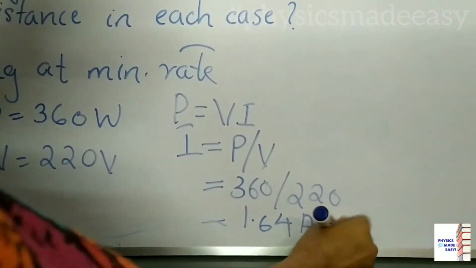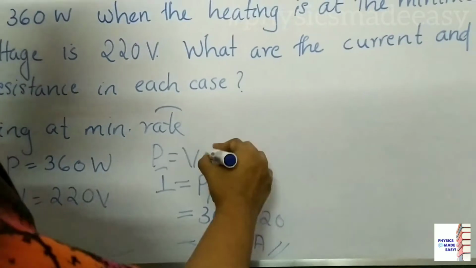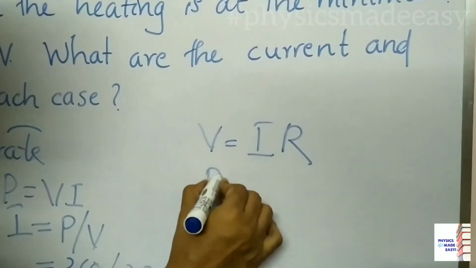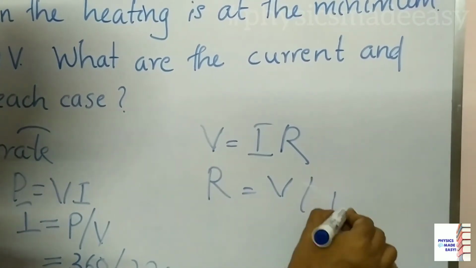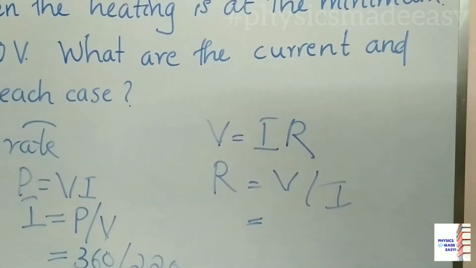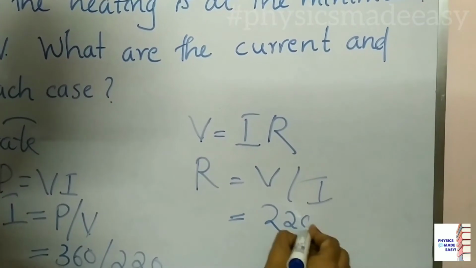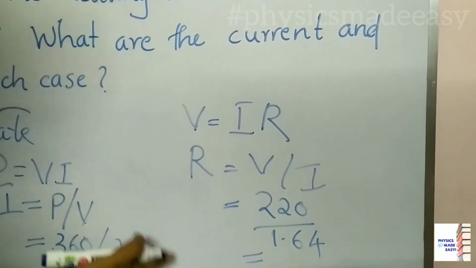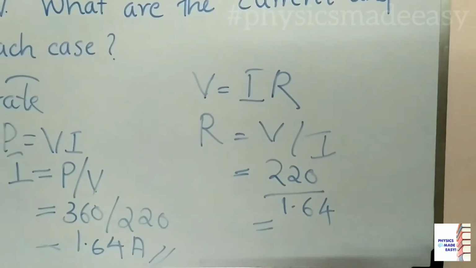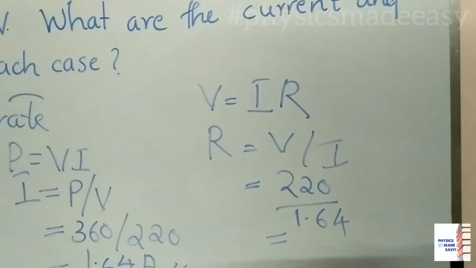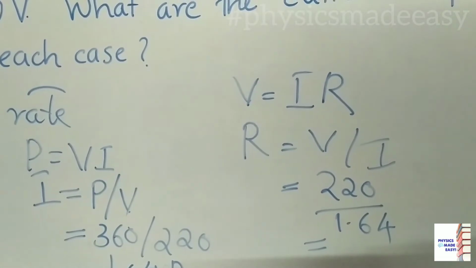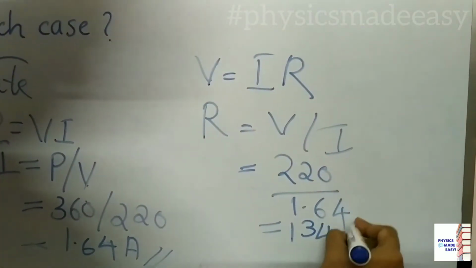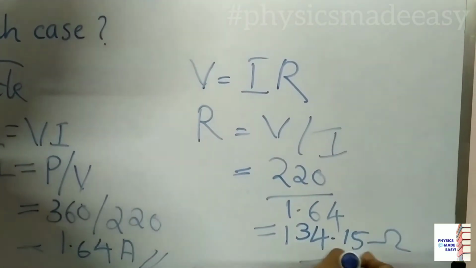That is the current. Then we have to find the resistance also. We can use this equation, V is equal to I into R. R is equal to V divided by I. What is V here? 220 divided by 1.64, or you can write this fraction also. Then you will get 220 into 220 divided by 360. Then you will get the resistance as 134.15 ohm. This is the resistance.